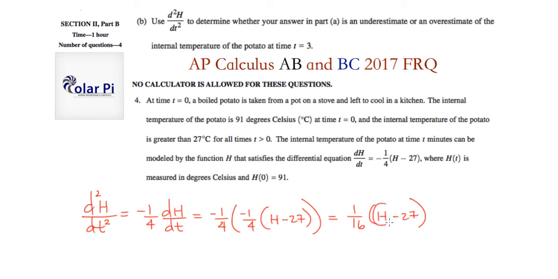meaning that h will have to be greater than 27 when t is greater than 0, right? And so then, since h will have to be greater than 27, anything bigger than 27 minus 27 is going to be positive, and then times the 16th is still going to keep it positive. So what we know now is that the second derivative is positive for t greater than 0. So then we can determine that our estimate in part A is an underestimate.